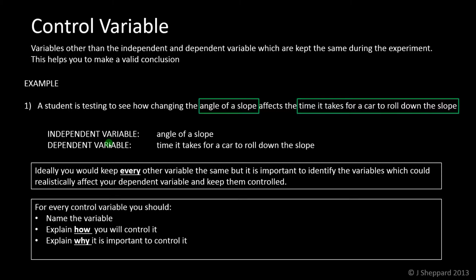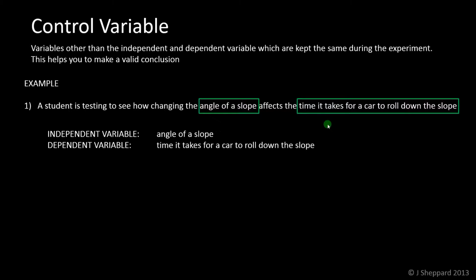So for every control variable, you should say what the variable is, and explain how you will control it, so what you will actually do to keep it the same. Sometimes that's very straightforward and sometimes it's not. And then the trickier part is to explain why it's important. The reason is that it could affect the dependent variable. So in this case, it could affect the time it takes for a car to roll down the slope. And you need to have some sort of scientific reason for why it might affect it. That's the best discussion of control variables you could do.